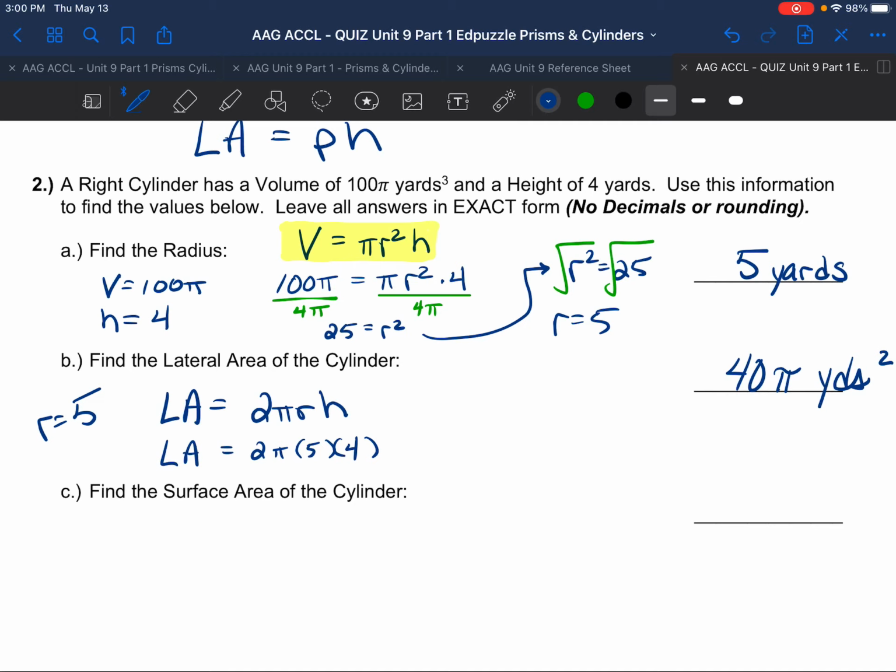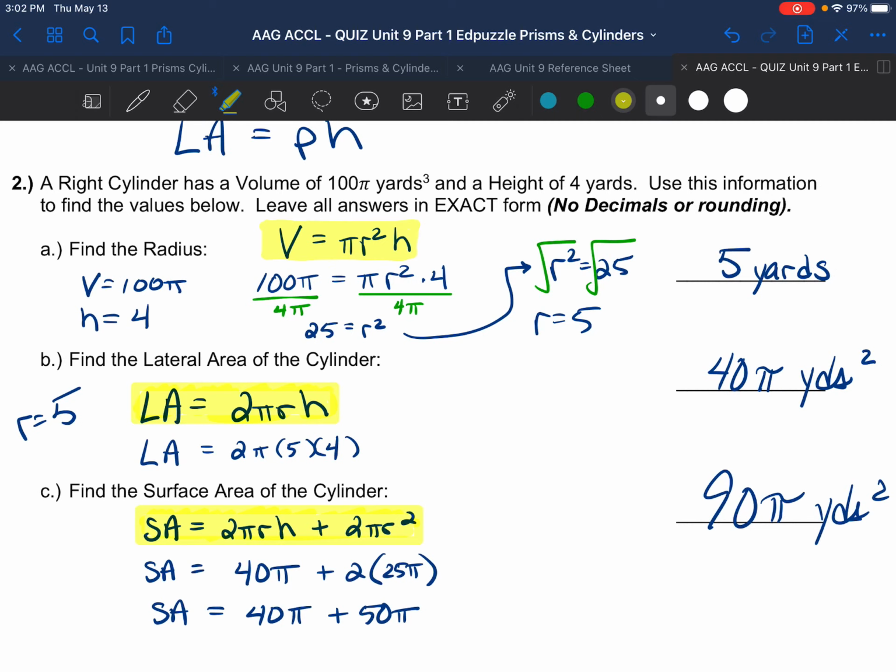Okay, the lateral area for this cylinder is going to be 40 pi yards squared. All right, once again, boys and girls, we go to our formula sheet, we find the formula that we should be using. In this case, lateral area of a cylinder is 2 pi r h. So all I'm going to do is just substitute 5 for radius, 4 for height, and there is the area for the walls of our cylinder, right? AKA the lateral area.